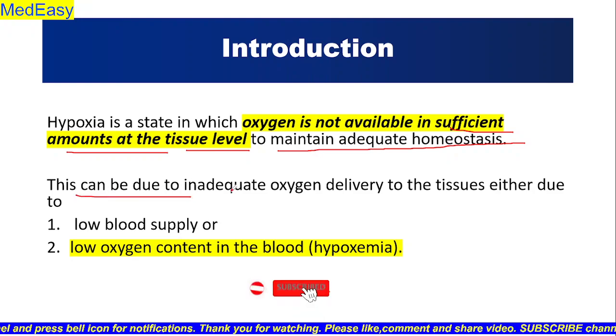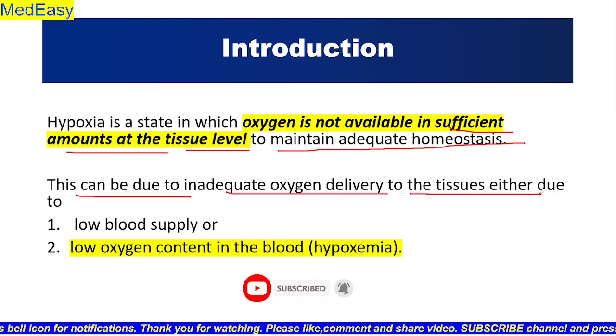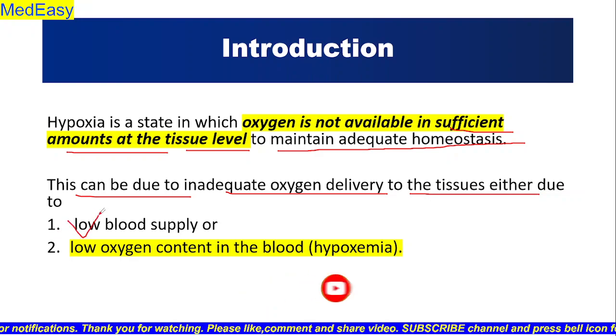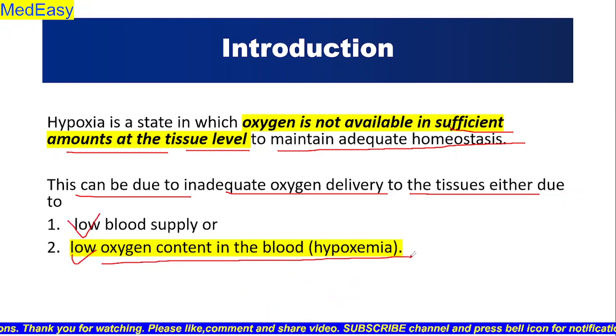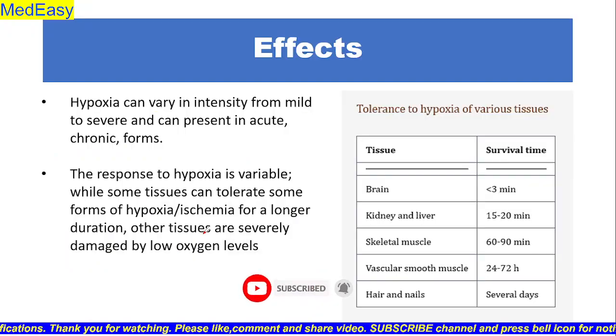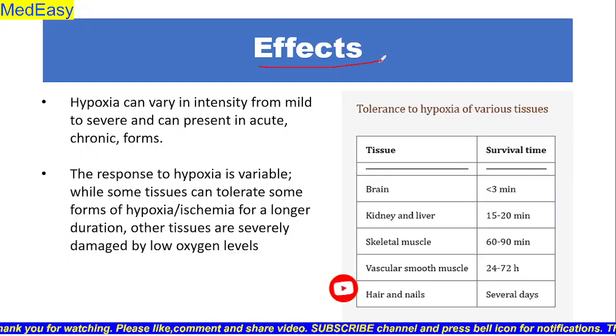Now, this can be due to inadequate oxygen delivery to the tissue, which may be due to low blood supply or low oxygen content in the blood, that is called hypoxemia. So, hypoxemia is a quantitative measurement. If our blood has a low oxygen content, then obviously the tissue will suffer hypoxia, because there is already low oxygen in the systemic circulation. So, hypoxemia can cause hypoxia, but hypoxia can also be due to low blood supply. Fine. So, now what is the effect of hypoxia?